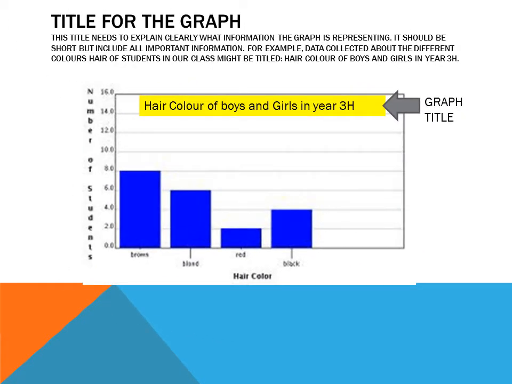Title for the graph. This title needs to explain clearly what information the graph is representing. It should be short but include all important information. For example, data collected about the different colours of hair of students in our class might be titled Hair Colour of Boys and Girls in Year 3H.